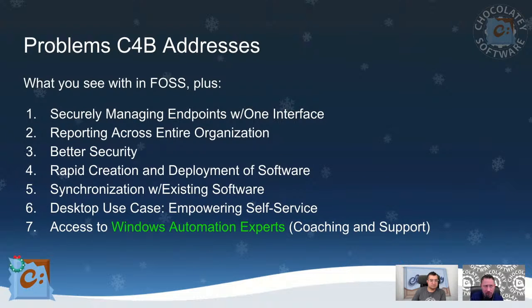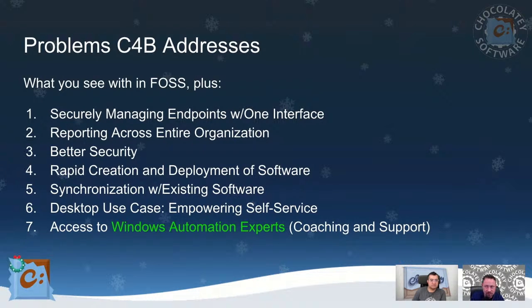Now, with that in mind, what you see in open source, FOSS, Chocolatey for Business also addresses those, but it also brings with it a secure ability to manage endpoints with one interface, and that can be worldwide internet. It could be completely offline and internal to my organization, but I get that reporting across my entire organization. I get better security. Security in open source is good, but there's a much bigger focus on making that security a lot better in the commercial edition. And so you'll see that. You get rapid creation and deployment of software.